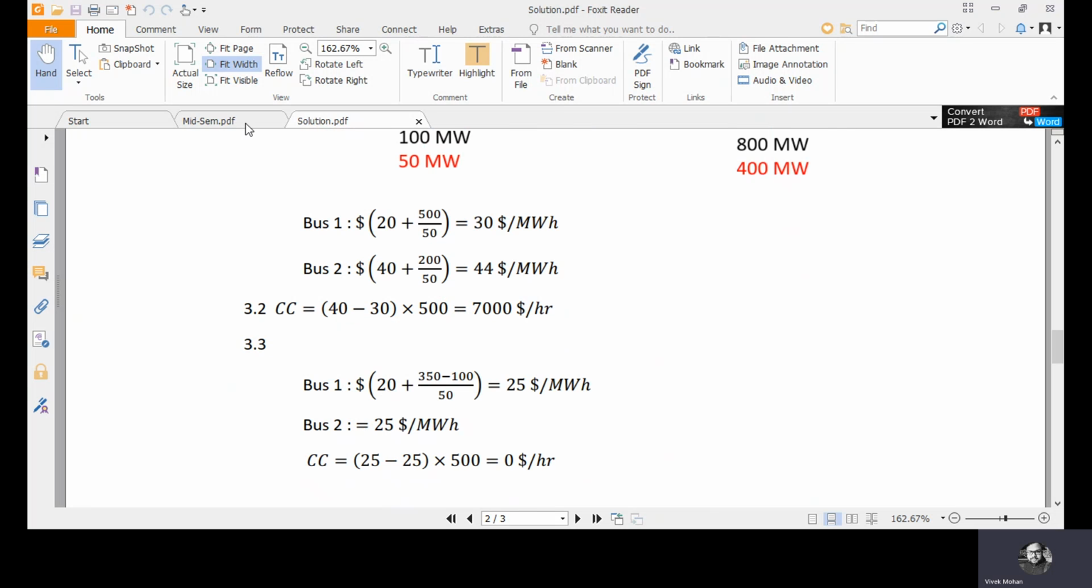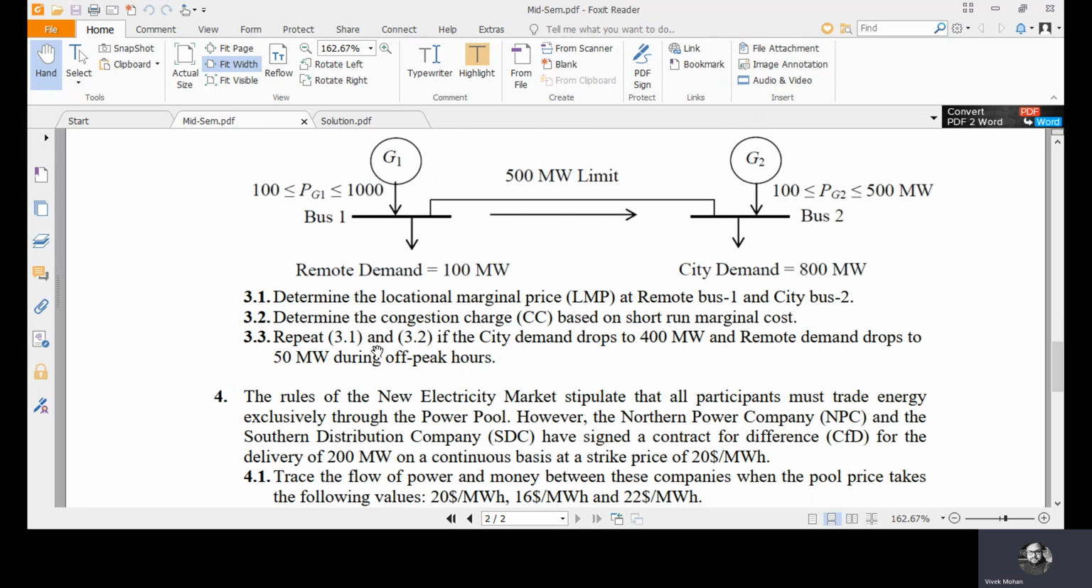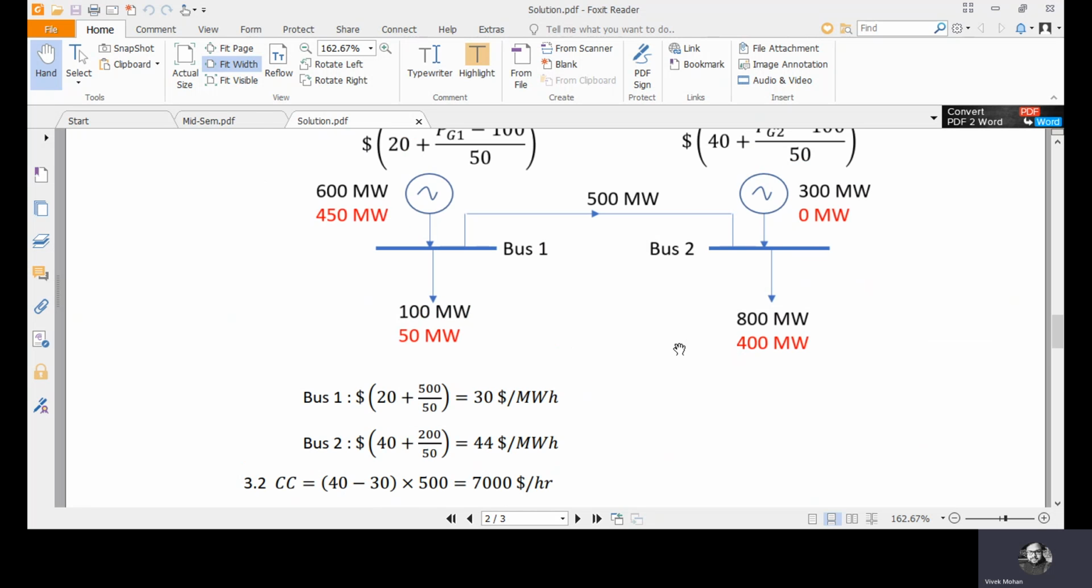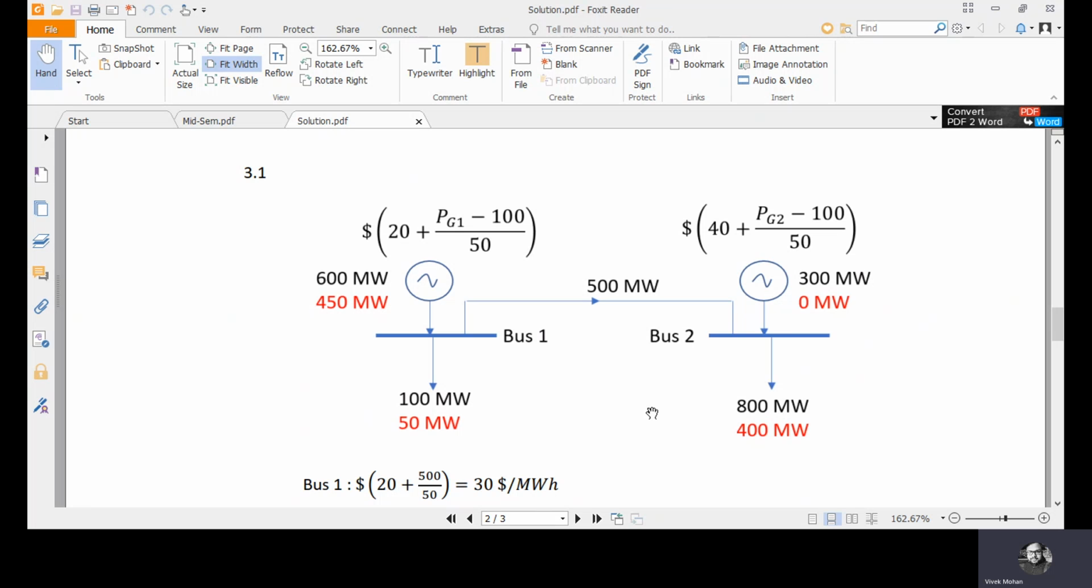Now in the third part of the question, repeat 3.1 and 3.2 if the city demand drops to 400 megawatts and remote demand drops to 50 megawatts during off-peak hours. That means this 100 has become 50 and this 800 has become 400. Now the total demand is 450, right?